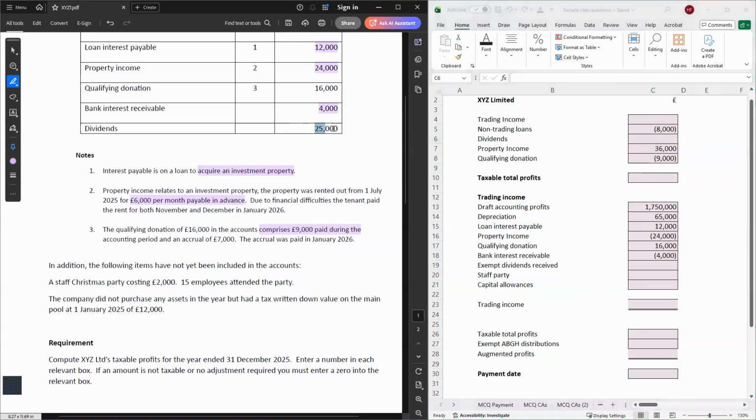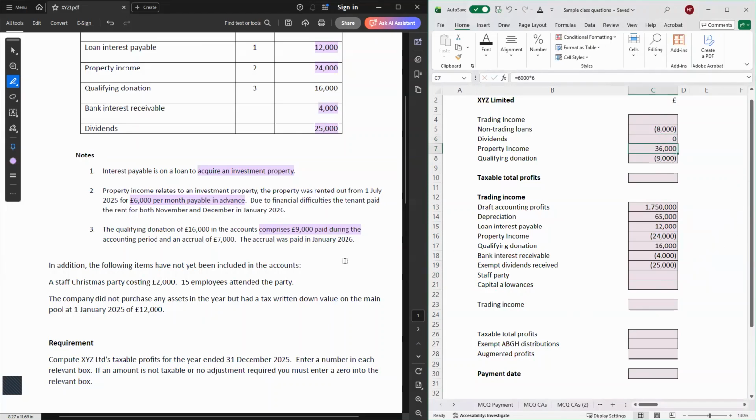And then dividends, £25,000. Dividends received for companies are exempt. As we talked through in the class, dividends received for companies are exempt. So we would need to deduct the dividends here. So take out £25,000 as this is not taxable within trading income. And when we bring it in up here for dividends, we would bring in a zero amount as we know they are exempt.